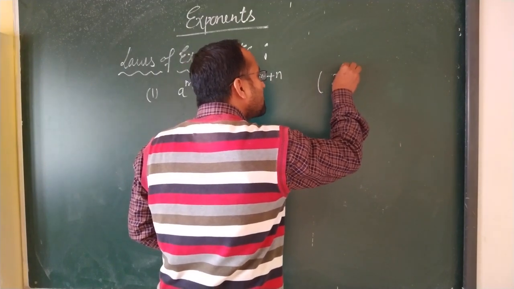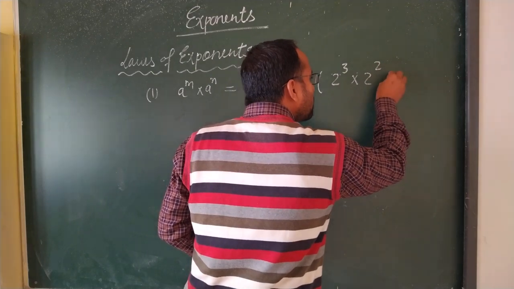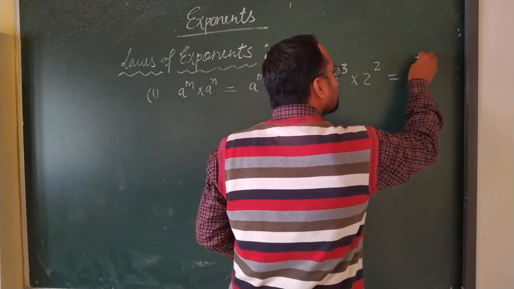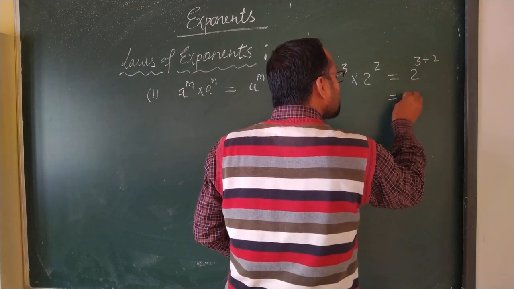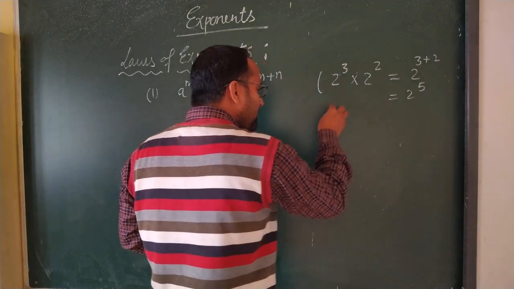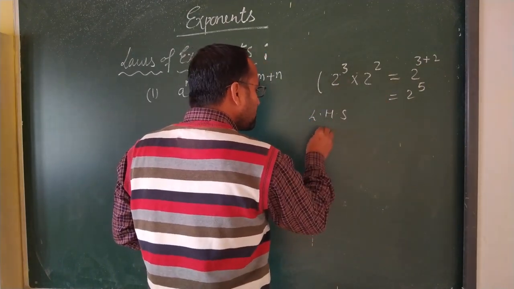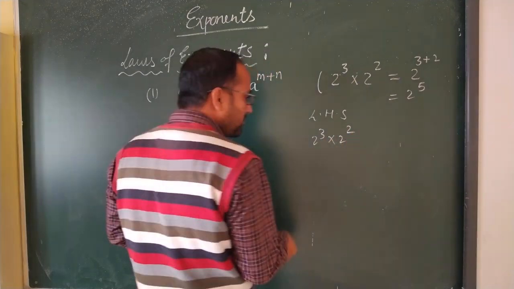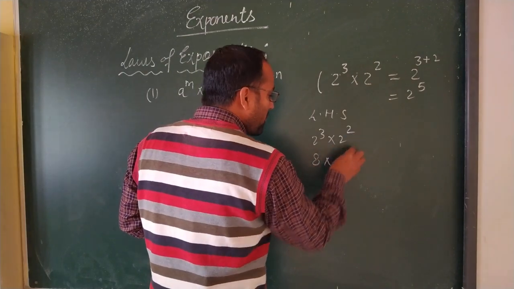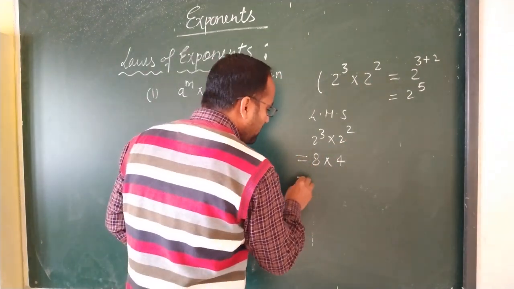2 to the power 3 is multiplied by 2 to the power 2. In this case you will get 2 to the power 3 plus 2, which is 2 to the power 5. See this? Are both equal or not? First you solve the left hand side. 2 to the power 3 means 2, 4, 8, and 2 to the power 2 means 4. So 8 fours are 32.